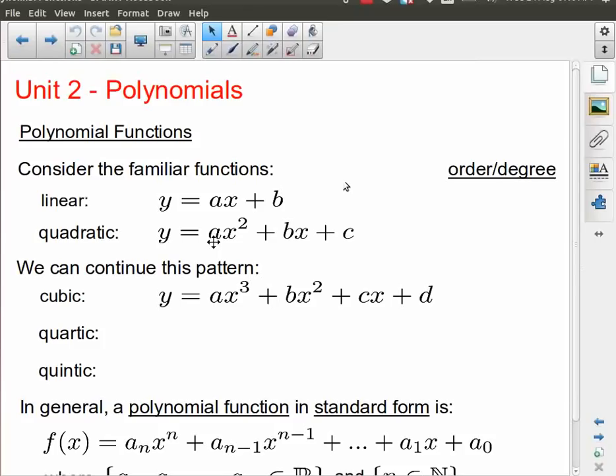Down here on the quadratic, we assume a is not equal to 0, because if a was equal to 0, then that would make the quadratic term turn into 0, which would reduce this back to a linear, which is not what we're looking to have happen.